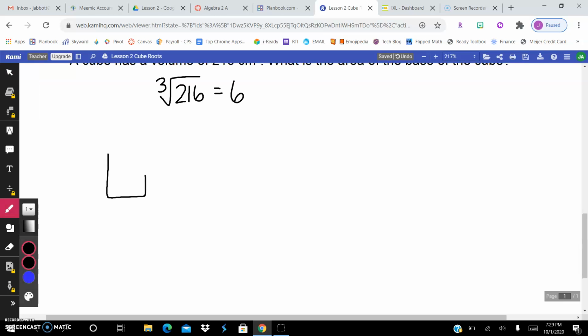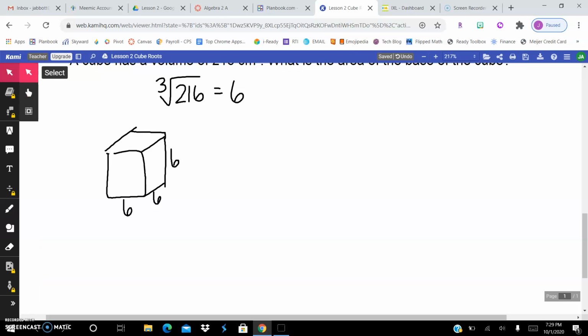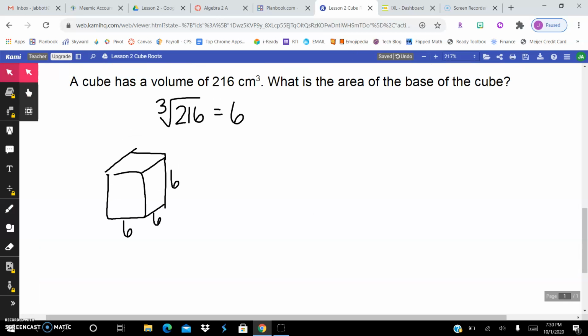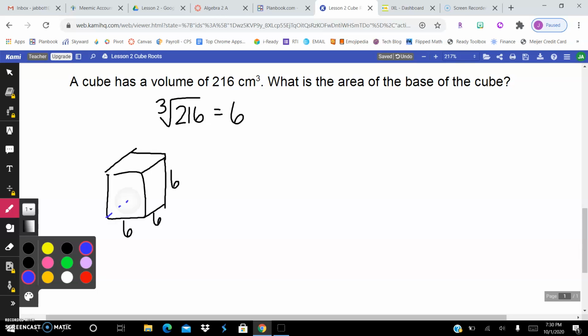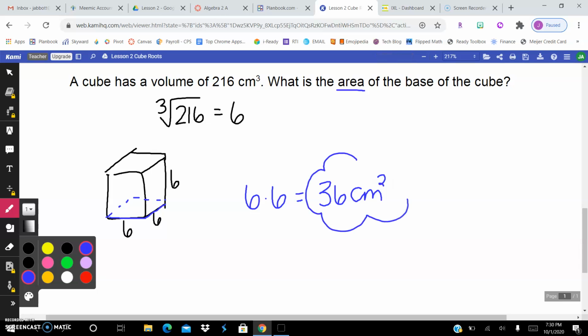So if I had a cube, length, width, and height are all 6. And they want to know what the area of the base is. Well, the base is down here at the bottom. It is 6 by 6, so I would do 6 times 6, which is 36, and we are talking about centimeters, and we're finding area, so that gets squared. So we do have to find the length of the side, then we have to use that information to actually find out what the area is.